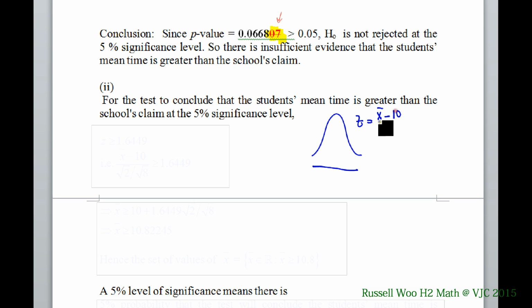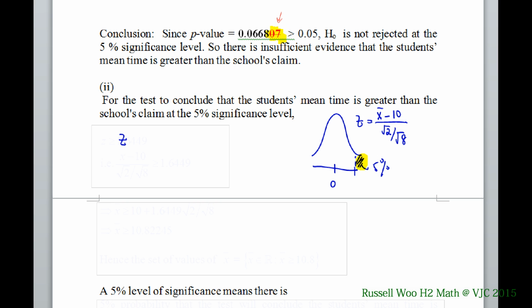Minus 10 over square root 2 over square root 8. Now, for the test to conclude that the mean time is greater than the school claim at 5% level of significance, can we safely say that our Z value falls in the rejection region? Falls in the rejection region, which is here.